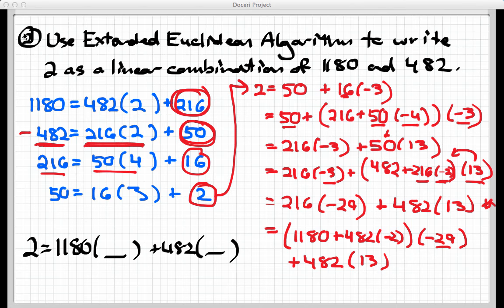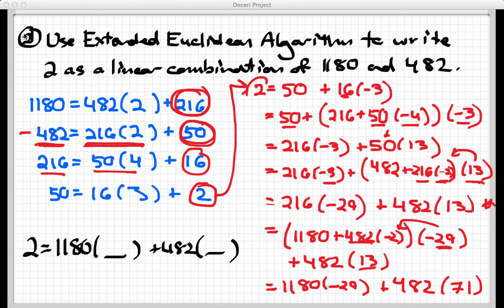If I distribute this negative 29 through, what I end up with is 1180 times negative 29, and a lot of 482s. Negative 29 times negative 2 is 58, and I have that many 482s here. 58 plus 13 is 71. So this is 482 times 71. And now, if you notice, I've actually done what I set out to do. This 2 is now equal to a linear combination of 1180 and 482, and I know what the multiples are. This is going to be negative 29, and this is going to be 71.